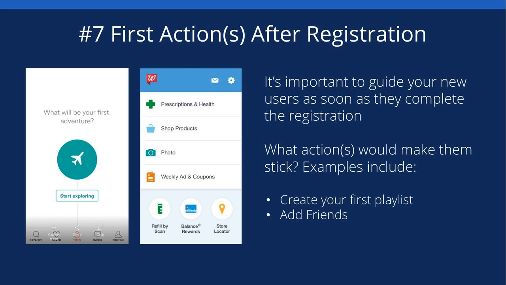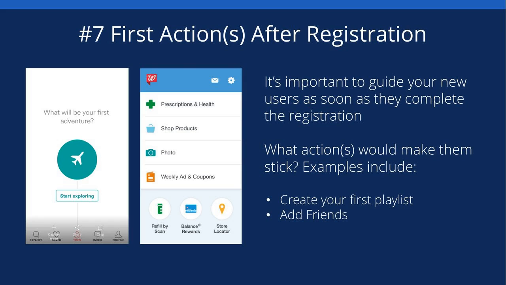aha moment is. So some examples here: in a lot of media and content streaming apps, creating a first playlist is a very powerful prompt that you can provide for your users. Or suggesting them to add friends or share the app can be a very resonant and powerful prompt as well.